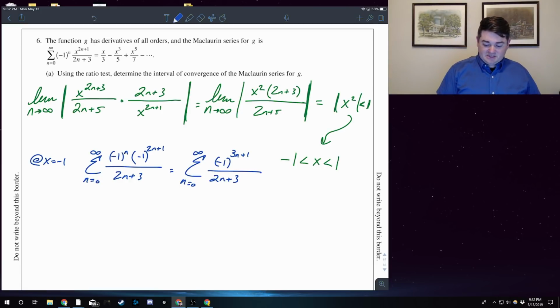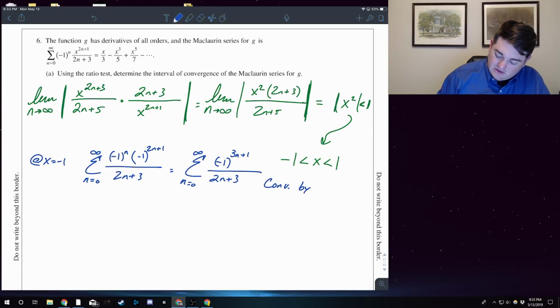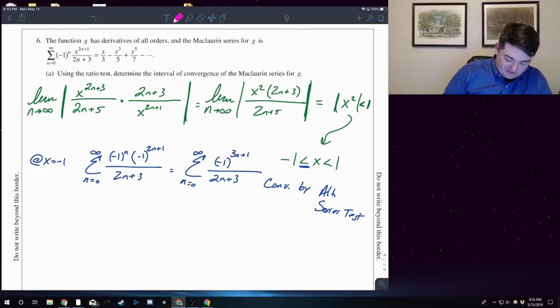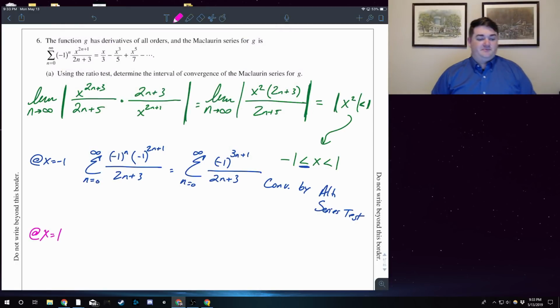The denominator is linear. Okay, different teachers teach this stuff different ways, but for me, this is going to converge via the alternating series test, because the 1 over 2n plus 3 is decreasing to 0 and alternating. So this converges by the alternating series test. So I'm going to include -1 in my interval of convergence, and that was so much fun that I'm going to repeat the process when x equals 1.